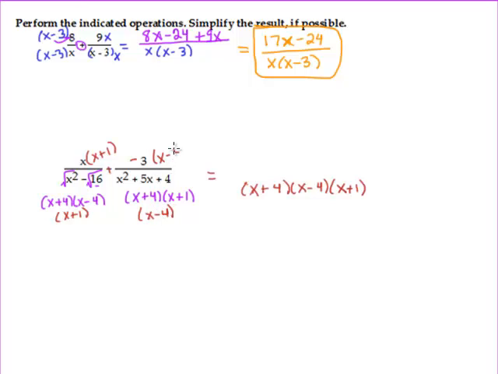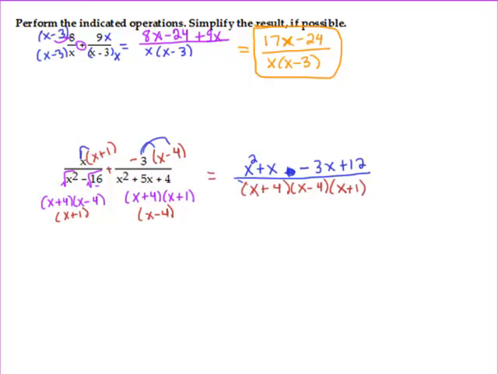So when we distribute, we need to distribute this negative instead of a positive 3. So here, x times x plus 1, we distribute and get x squared plus x, then we distribute the negative 3 and get minus 3x, and then negative 3 times negative 4 is plus 12.